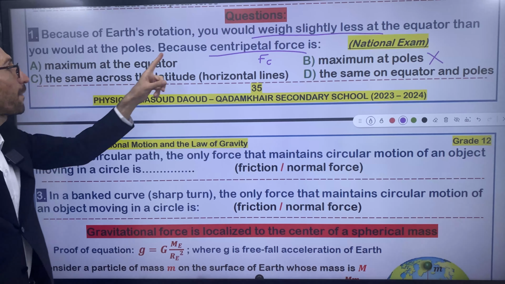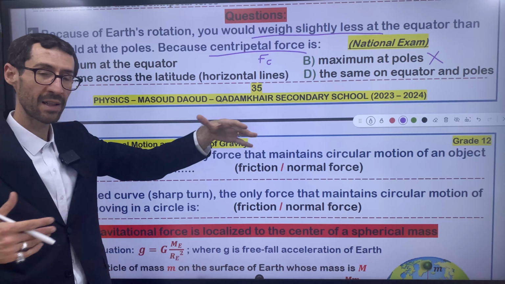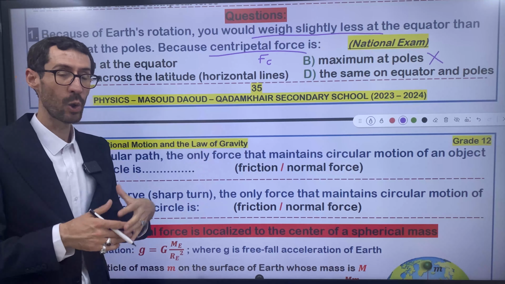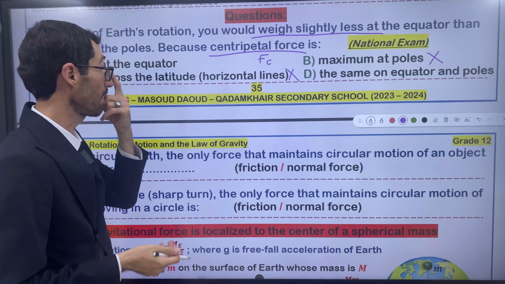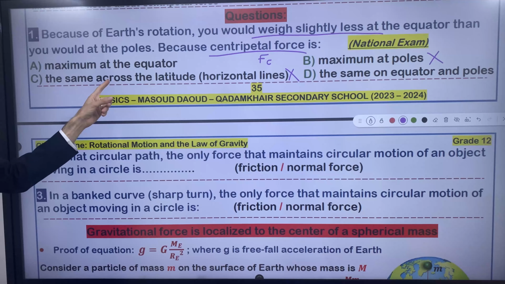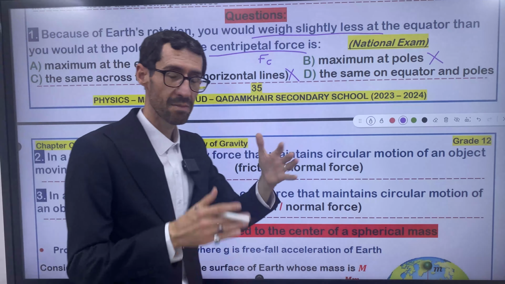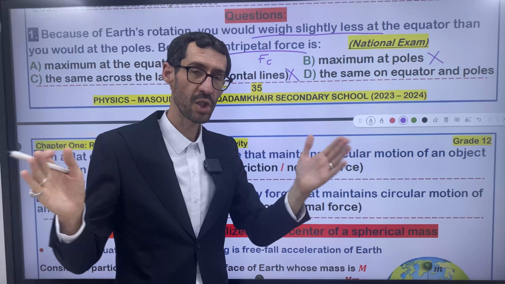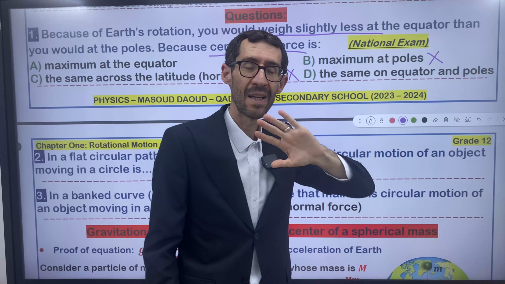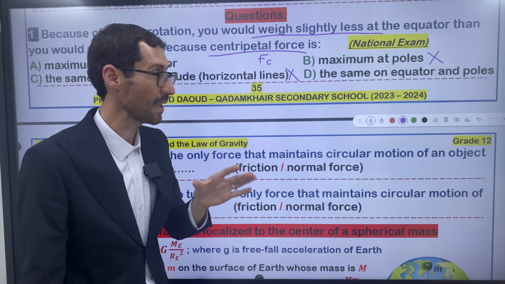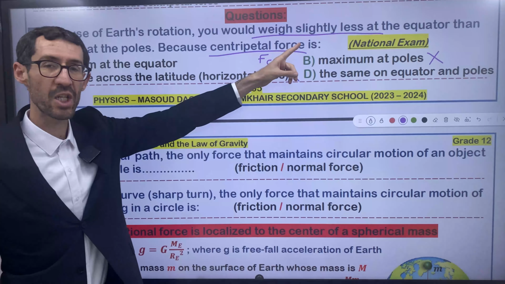C: Fc is the same across the latitude, the horizontal lines I told you about, and the equator is the longest latitude. No, it's not the same. Fc is not the same, because it changes from position to position. That's why it doesn't add up. D: the same on equator and poles. It's completely wrong. We don't accept it. Only A is true. This is a question from the national exam.